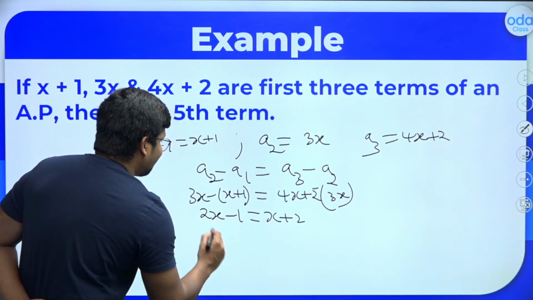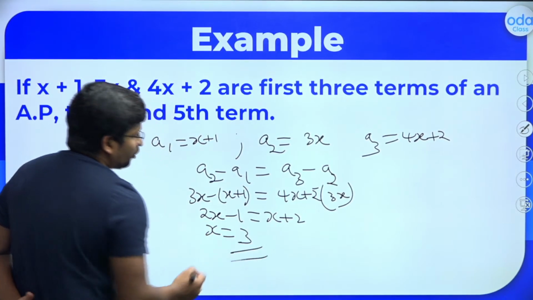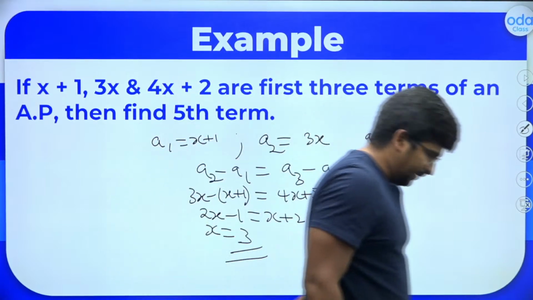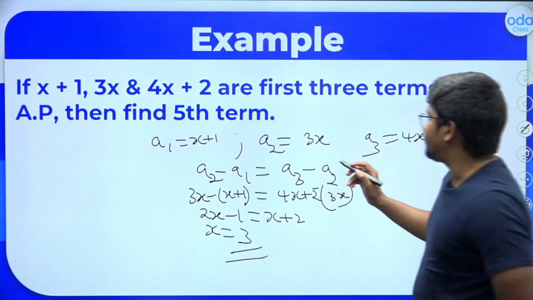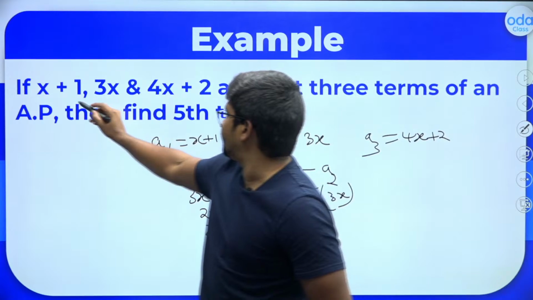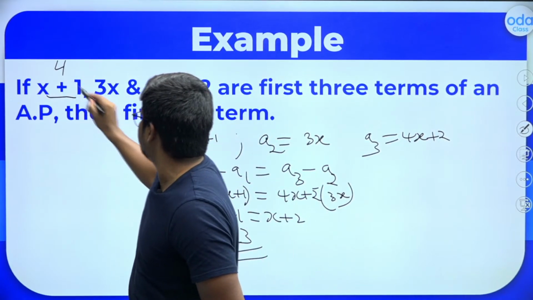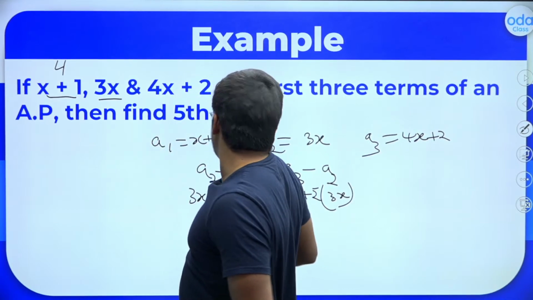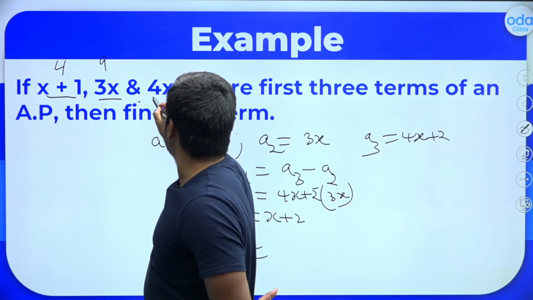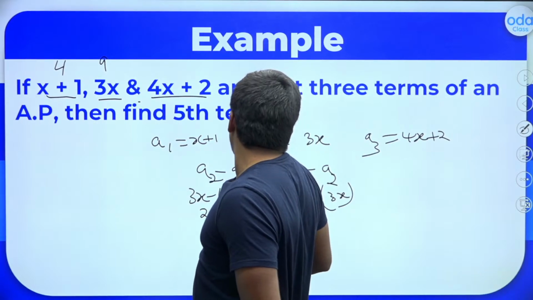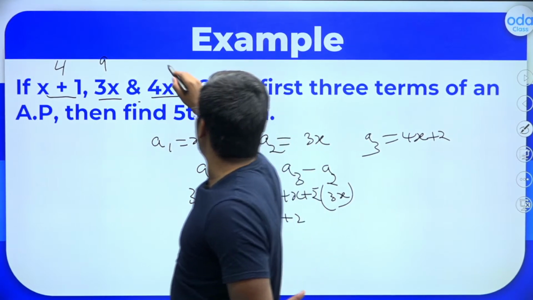So solving it further, x will be equal to 3. So you got the value of x as 3, correct? So substituting it here, the first term will be x plus 1, which is 3 plus 1, which is 4. The second term is 3x, which is 3 into 3, which is 9. And the third term is 4x plus 2, which is 4 into 3, 12, plus 2, which is 14.